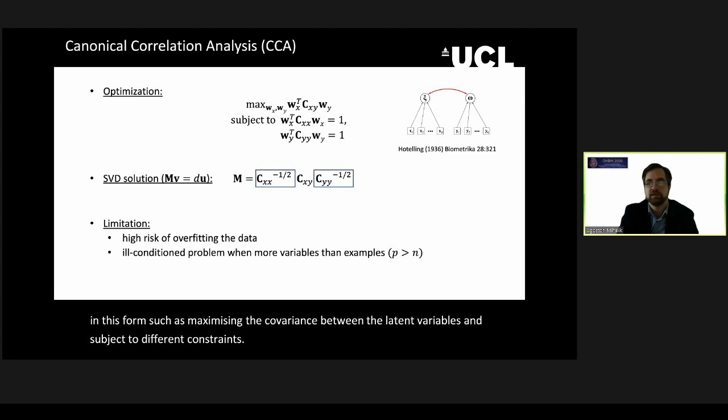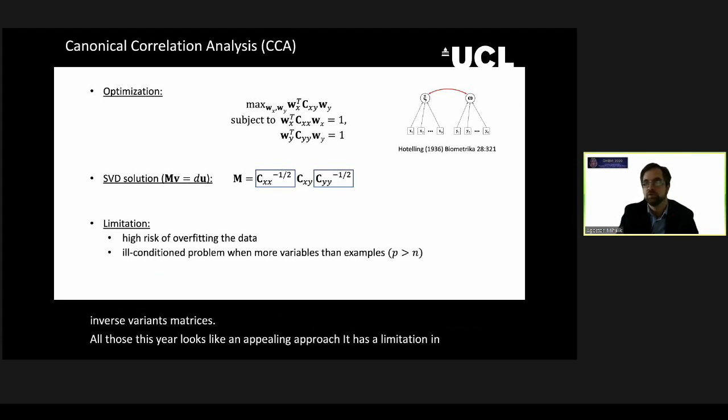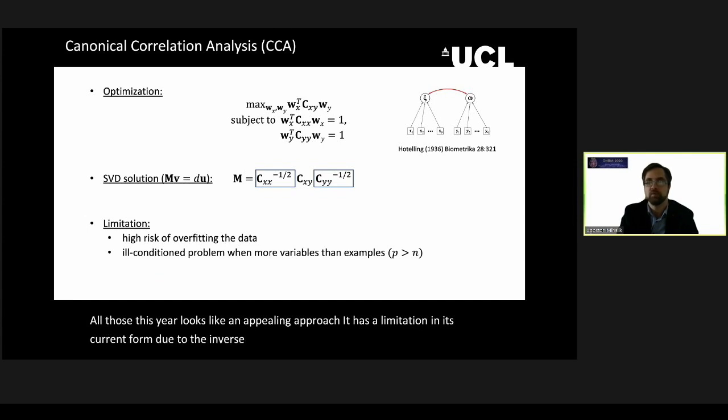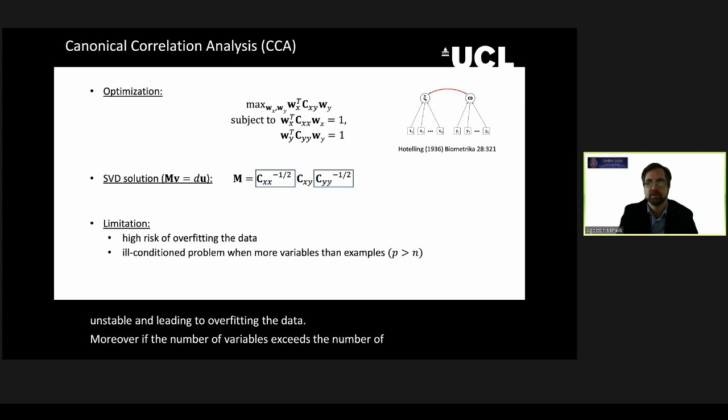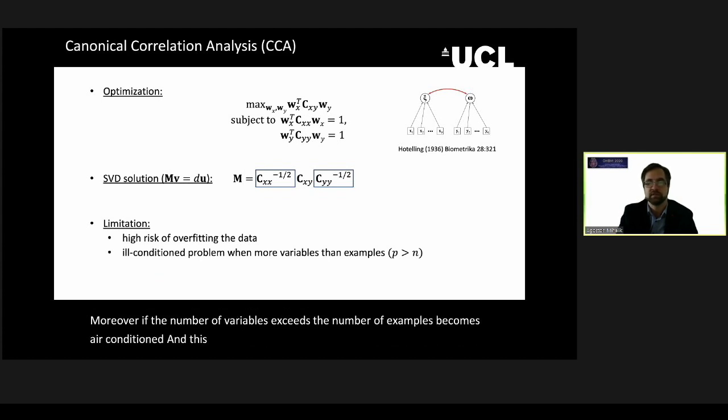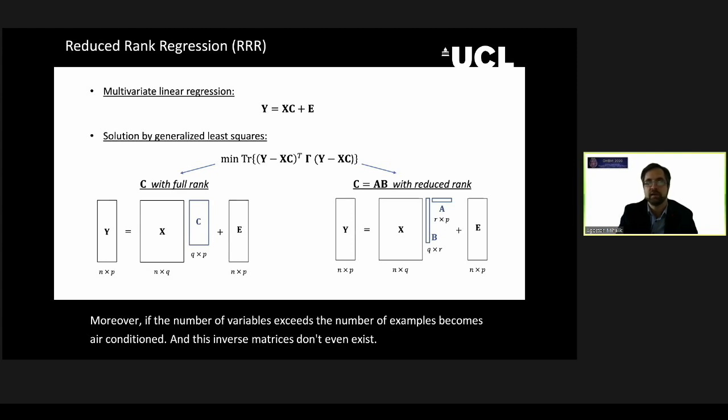The SVD solving the CCA optimization has 3 terms. In the middle, the covariance matrix between X and Y, whilst on the left and right sides, the square root of the inverse variance matrices. Although CCA looks like an appealing approach, it has a limitation in its current form, due to the inverse variance matrices marked by blue boxes. If there isn't enough number of examples, these inverse matrices will become unstable, leading to overfitting the data. Moreover, if the number of variables exceeds the number of examples, CCA becomes ill-conditioned, and these inverse matrices don't even exist.